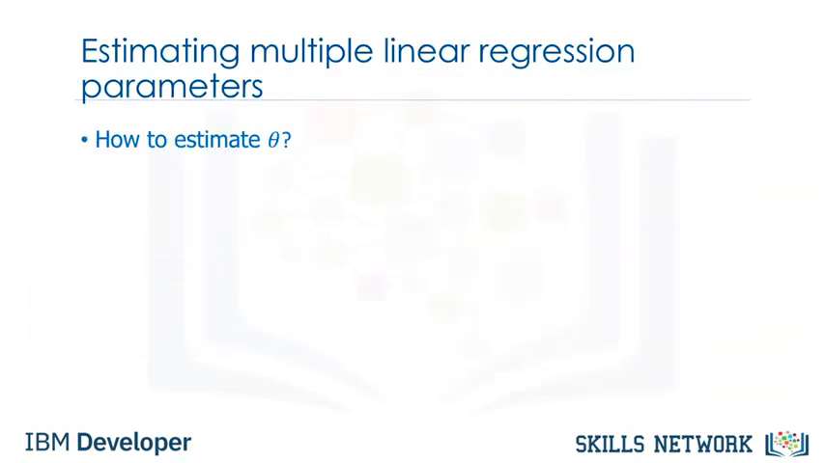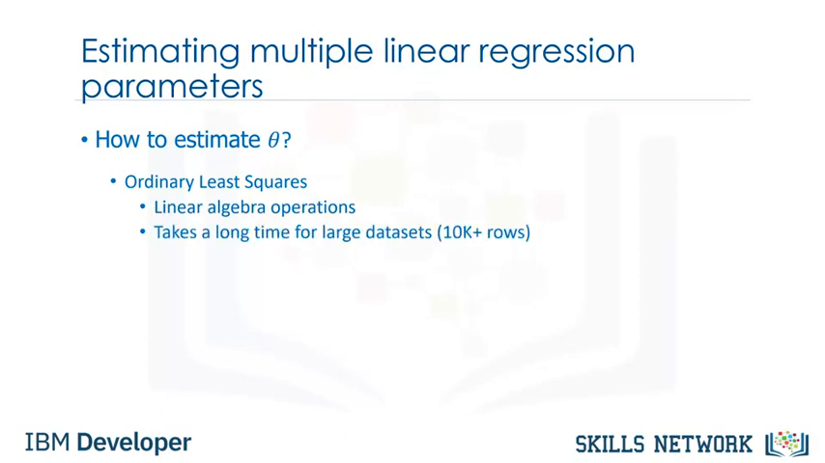But how? Okay, how do we find the parameters or coefficients for multiple linear regression? There are many ways to estimate the value of these coefficients. However, the most common methods are the ordinary least squares and optimization approach. Ordinary least squares tries to estimate the values of the coefficients by minimizing the mean square error. This approach uses the data as a matrix and uses linear algebra operations to estimate the optimal values for the theta.